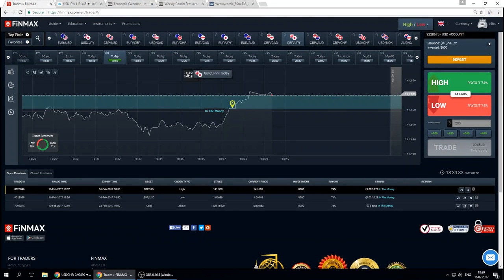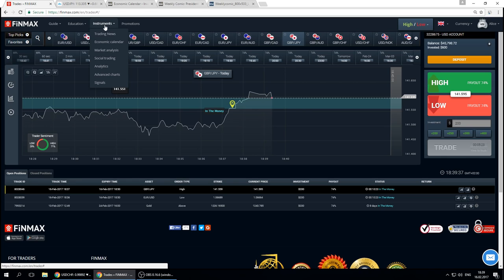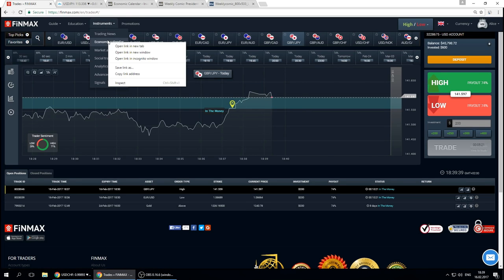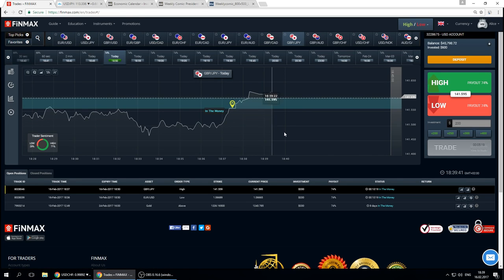Here I have opened the economic calendar. On investing.com, you can also use the economic calendar that we have on our website. It's up to you which to use. So everything is pretty good for now.